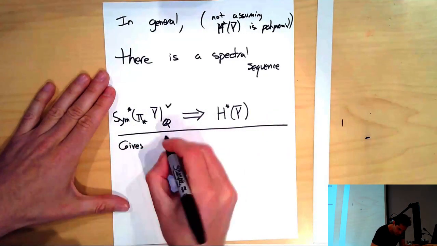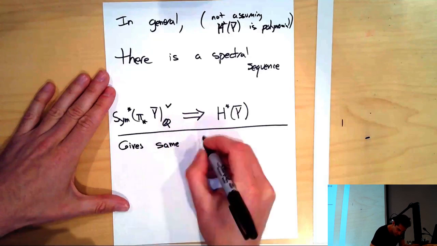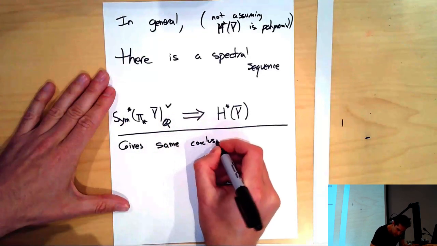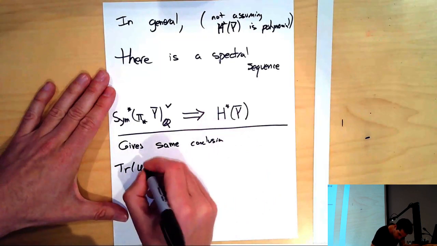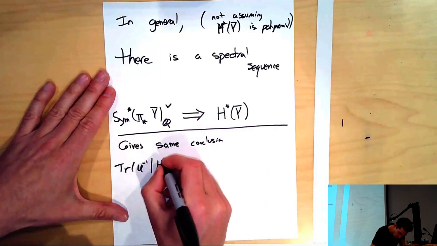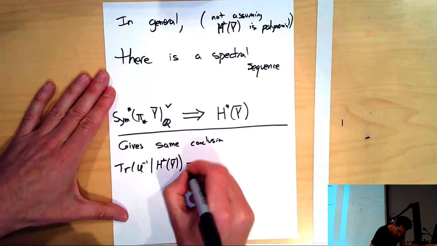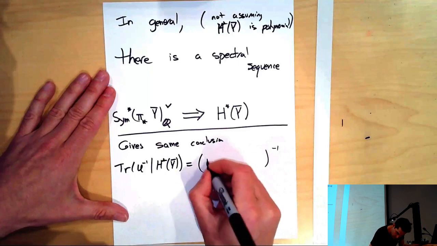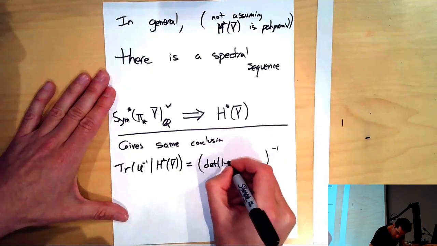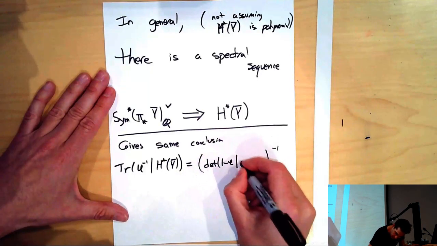So this gives the existence of this spectral sequence, and this gives the same conclusion that the trace of Frobenius inverse on the cohomology of y bar is the inverse of the determinant of 1 minus the Frobenius on pi star of y bar.